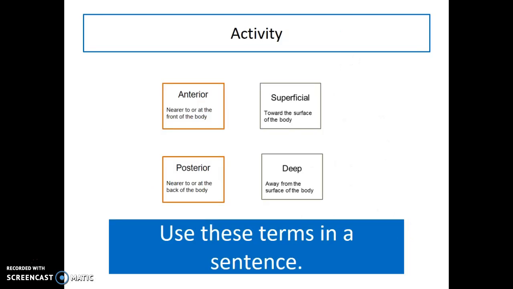These are where the activities begin. So when you see some of these terms and understanding, try to put them into a sentence. Our first assignment is exactly that, giving 5 sentences on the differences between the directional terms. So on this exercise is understanding the difference between anterior and posterior. And then superficial and deep. So superficial is toward the surface of the body, and deep is away from the surface of the body.